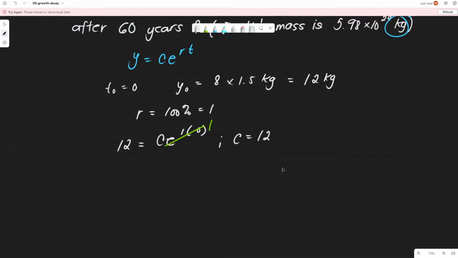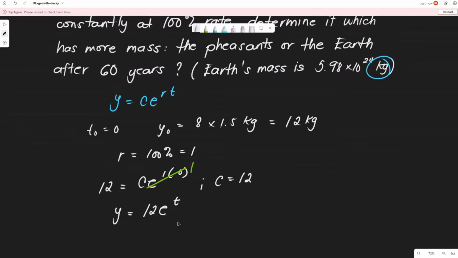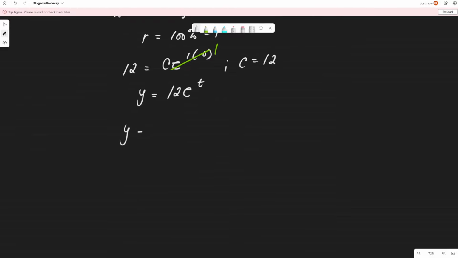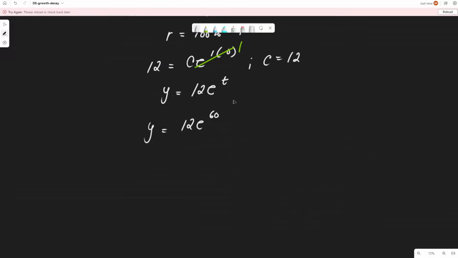Next one. So na-determine na natin, palit na natin. So we have 12e. We already have the value of r, so pwede na natin siya ilagay, which is 1 lang naman. So 1 times T is equal to T. Ayan. Ito yung ating bagong working equation. So ito yung gagamitin natin. Okay? So 12e raised to T. So sabi dito, after 60 years, ano mas mabigat, yung Earth or yung pheasants? So we have y is equal to 12e raised to 60, kasi in years naman yung tinatanong. Okay? So we have 12e raised to 60.